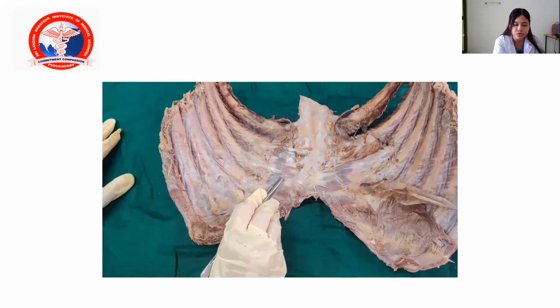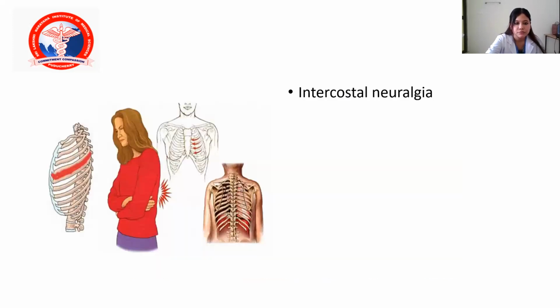Hopefully you have understood the origin, insertion, and the direction of the muscle fibers, and the contents also I have tried to show you. So after this understanding of the contents of the intercostal spaces, we know there is a condition called intercostal neuralgia. Now, what happens in this intercostal neuralgia?